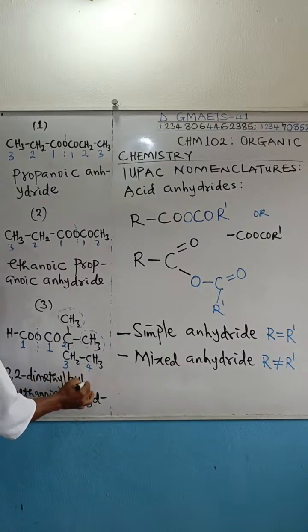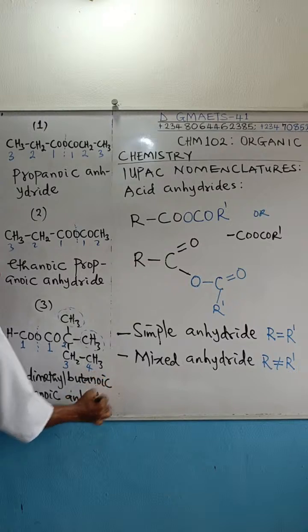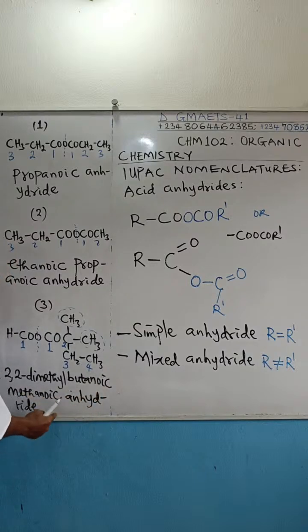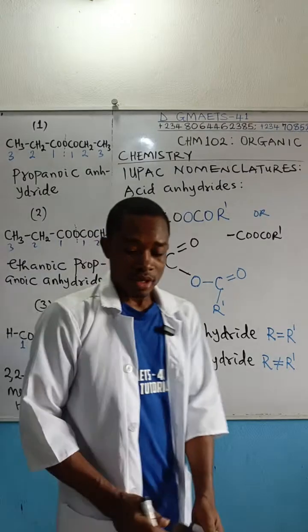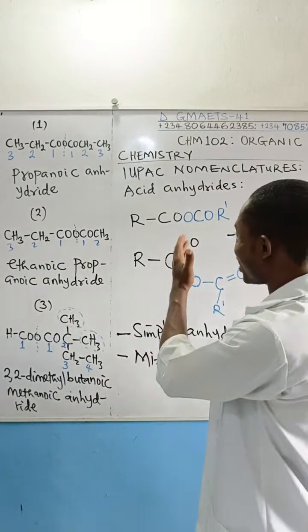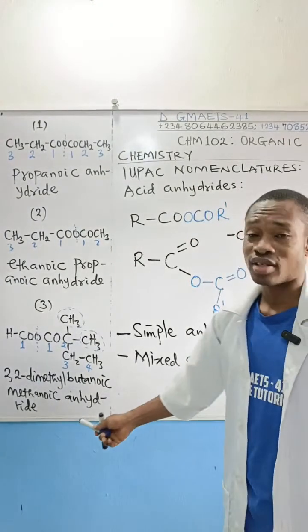Butanoic. Good. 2 methyl attachments on 4 carbon atoms as parent. So 2,2-dimethyl butanoic, and then methanoic anhydride. So that is how you handle that. You take note that always, if you are dealing with an acid anhydride, the name must end with what? Anhydride.